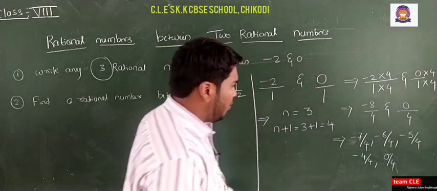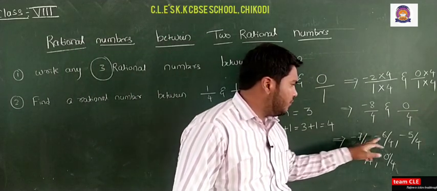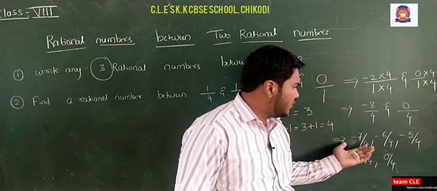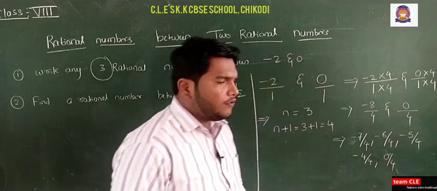Okay, so how many rational numbers do I need? I need 3 rational numbers. So in between these 5 rational numbers I write only 3. So I choose minus 7 by 4, minus 6 by 4, and minus 5 by 4.